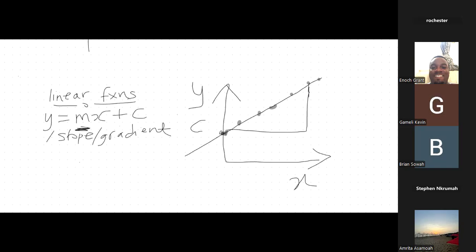From the graph, when you draw your right angle triangle like this, the m is given by, can you give me the equation for finding the slope of a line? Can somebody tell us? Who wants to say?